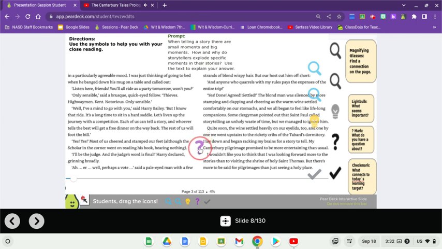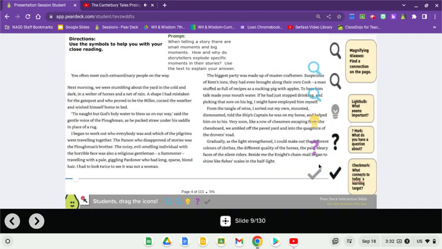My Canterbury pilgrimage promised to be more entertaining than usual. I wouldn't like you to think that I was looking forward more to the stories than to visiting the shrine of Holy St. Thomas. But there's more to be said for pilgrimages than just seeing a holy place. You often meet such extraordinary people on the way.